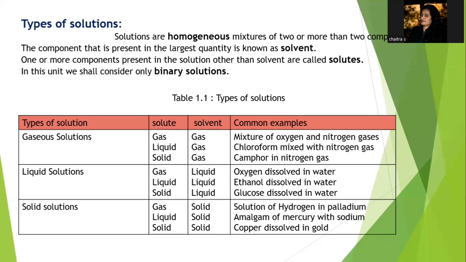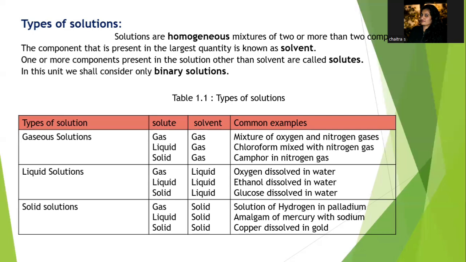And here, in liquid solutions, the solid is a solute and the solvent is liquid, so glucose dissolved in water. The third type is solid solutions. The solute is gas and the solvent is solid, so the common example is the solution of hydrogen in palladium. Here in solid solutions, the solute is liquid and the solvent is solid, amalgam of mercury with sodium. And in solid solutions, the solute is solid and the solvent is solid, and copper dissolved in gold.